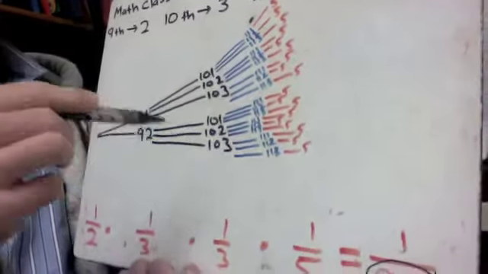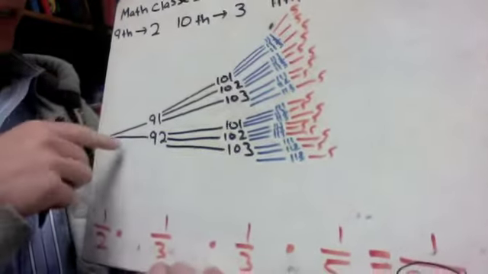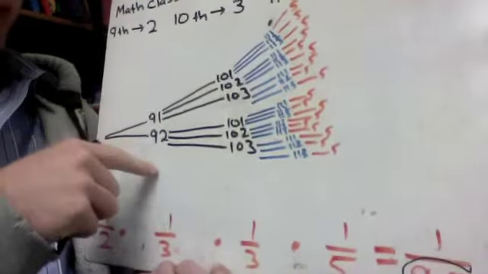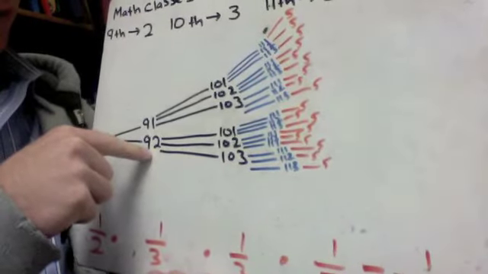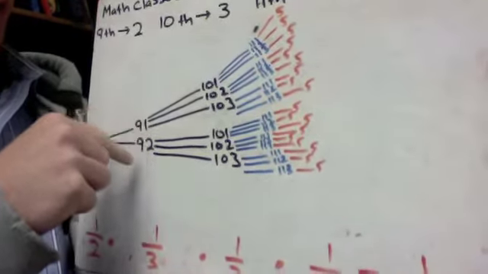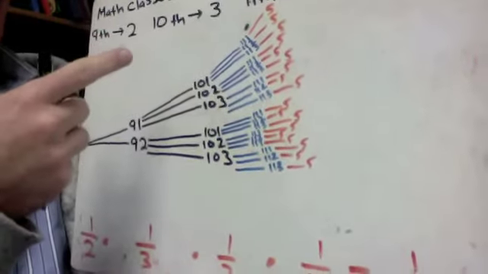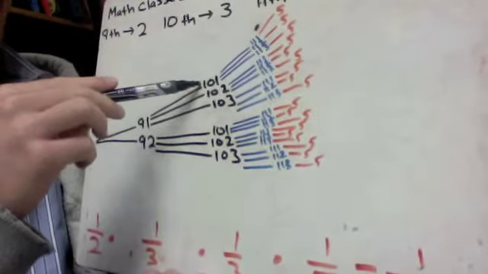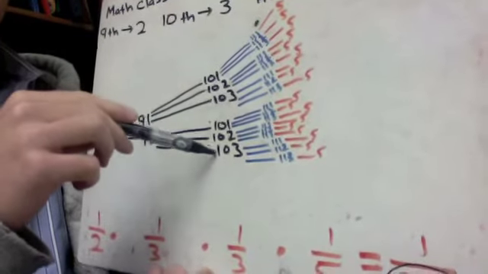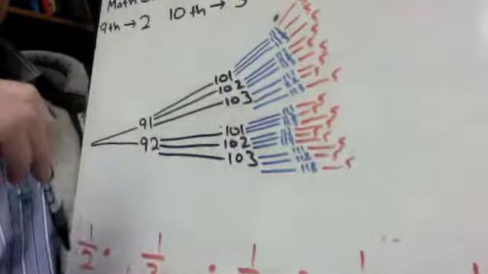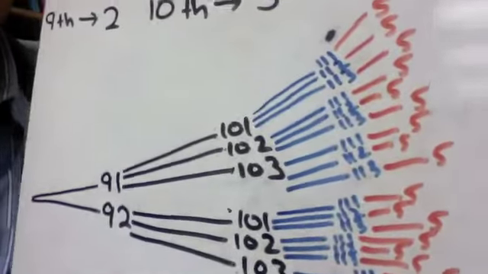Now, if I look at this tree diagram, basically what I've done is I've taken the first branch to go with the 9th grade and split it up into 2. 9th grade 1, 9th grade 2. Off of each one of those, I went to the 10th grade and did 3 for each one of those. So I did 10th grade 1, 10th grade 2, 10th grade 3, 10th grade 1, 10th grade 2, and 10th grade 3. Now, here's where it gets a little bit more tricky.